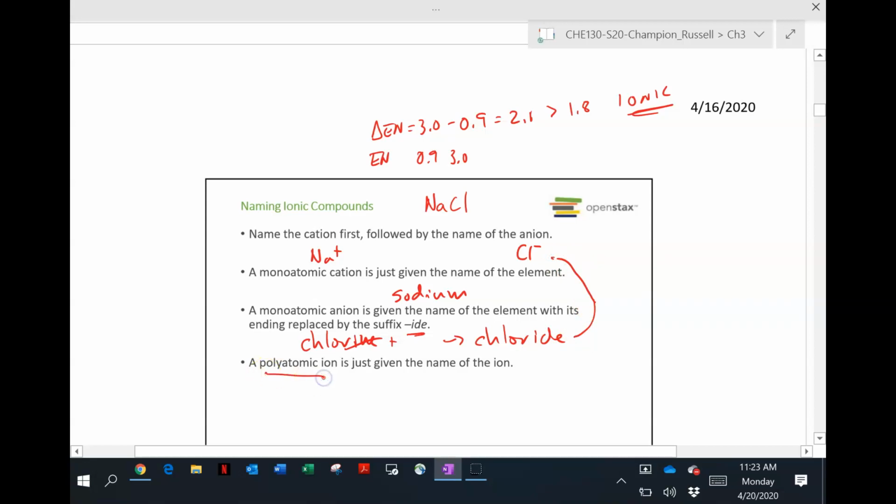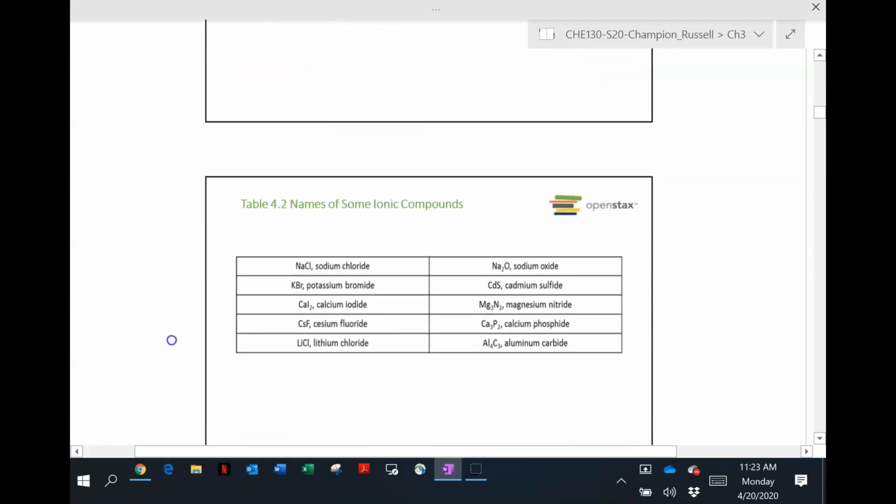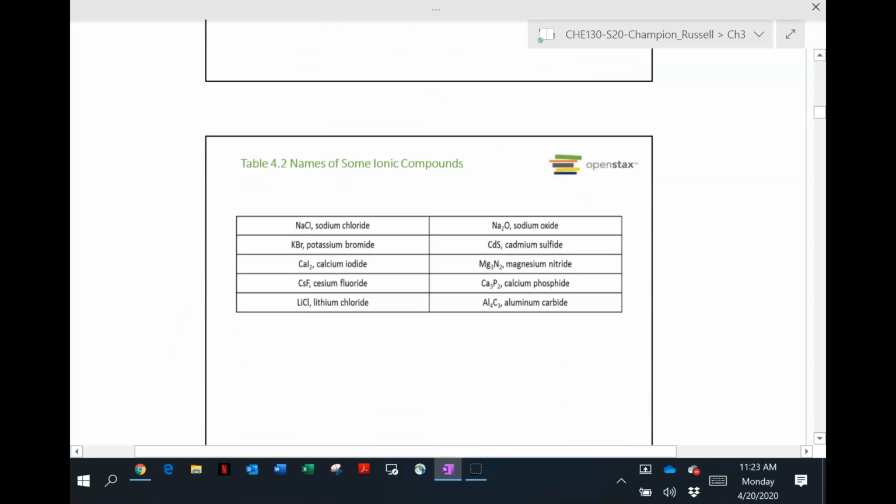There are some polyatomic ions that were listed in the Chapter 3 presentation, and those just have names that you have to know, typically ending in -ate. So here are some examples. NaCl, sodium chloride, we just did. KBr is potassium bromide, that's K plus and Br minus. In calcium iodide, we have calcium 2 plus and 2 I minuses, right? And we simply say calcium iodide. We don't have to say that there are 2 iodides in that name because we know the calcium ion is +2 and the iodide ion is -1, so the ratio of those is specified.